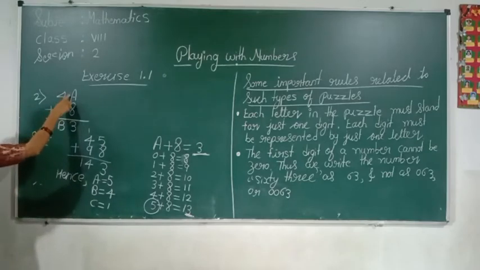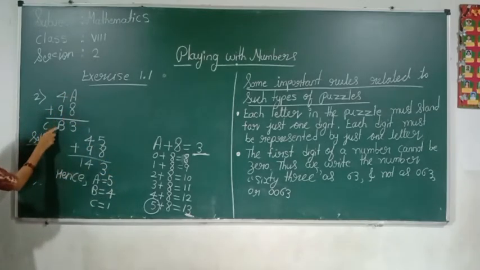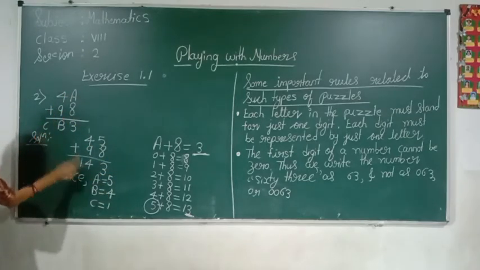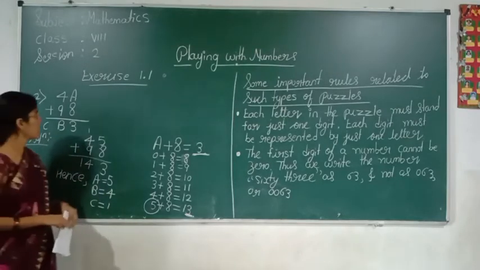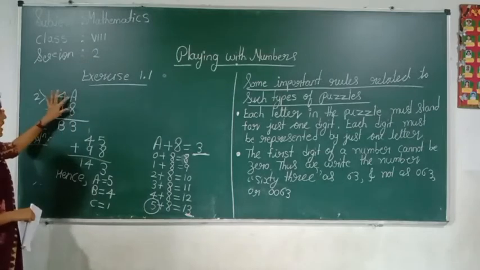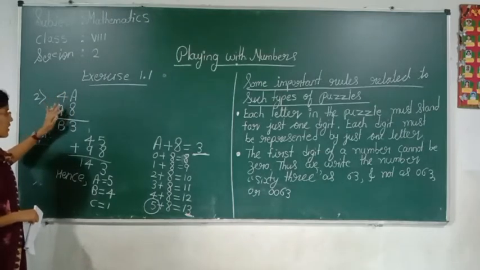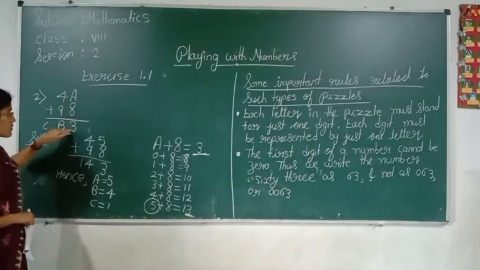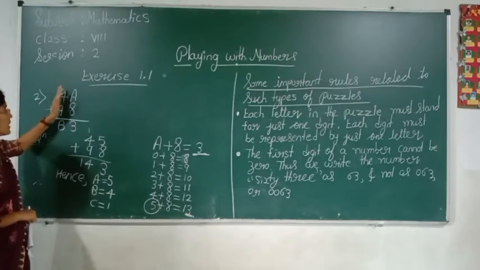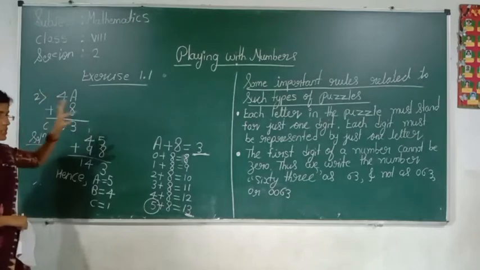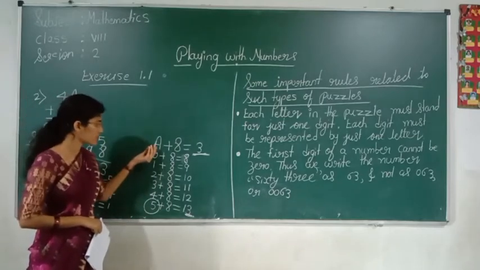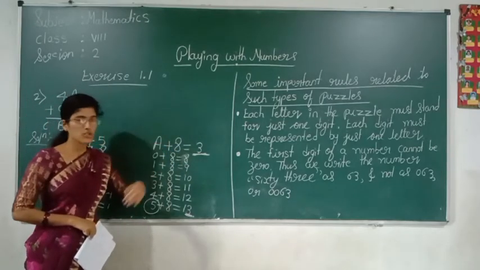Hence I can write A value as 5, B value as 4, C value as 1. What is the step involved here? In the unit place, if you do A plus 8, the answer should come as 3 in the unit place. In unit place here, A plus 8 is equal to 3. We have to substitute a value in such a way that 3 comes in the unit place.